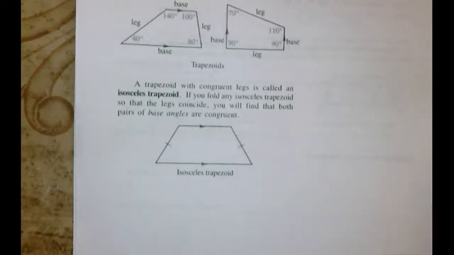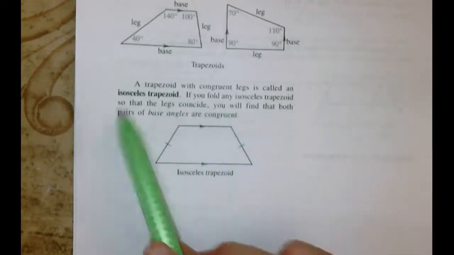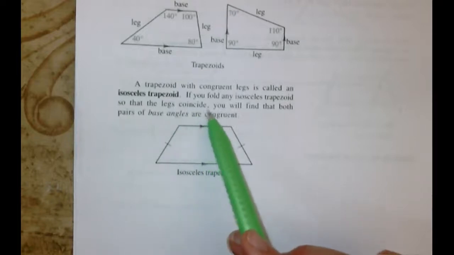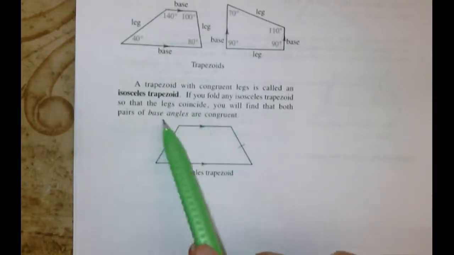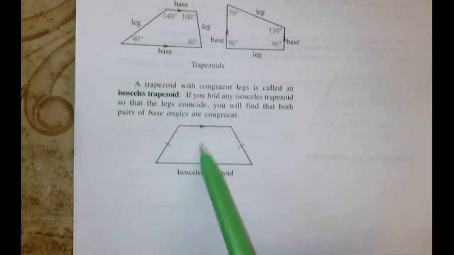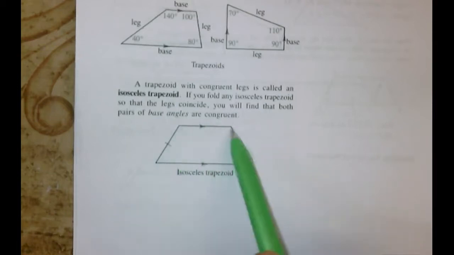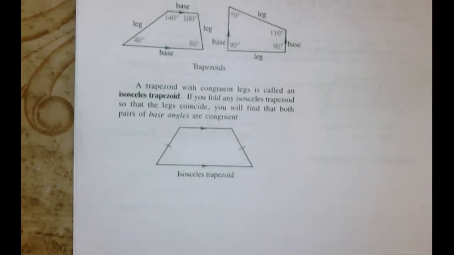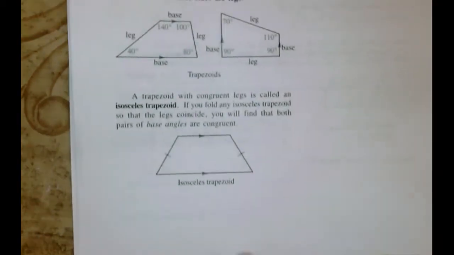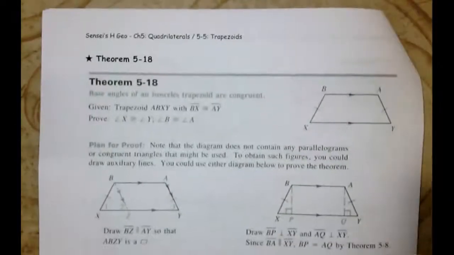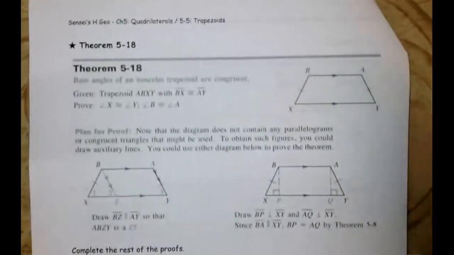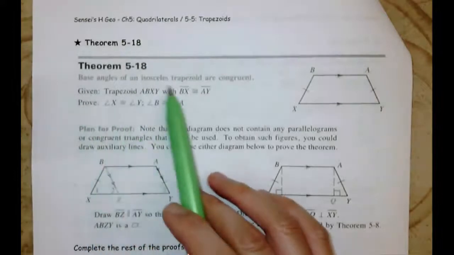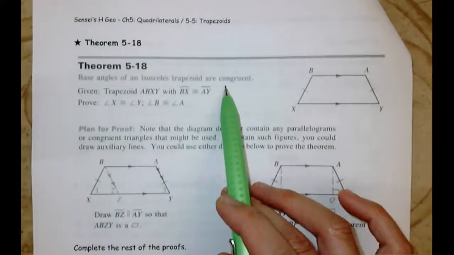Okay? And if you fold any isosceles trapezoid so that the legs coincide, you will find that both pairs of base angles are congruent. So if you fold this, these angles can overlap. Okay, so that's one of the theorems. All right, so here is the proof for that one. The base angles of an isosceles trapezoid are congruent.